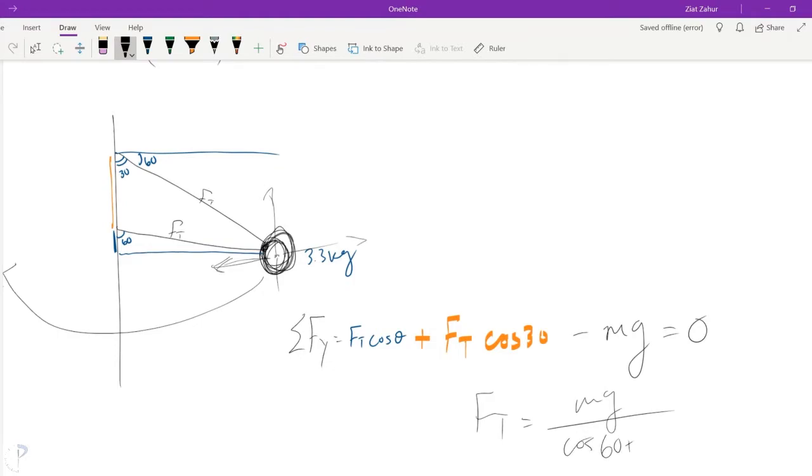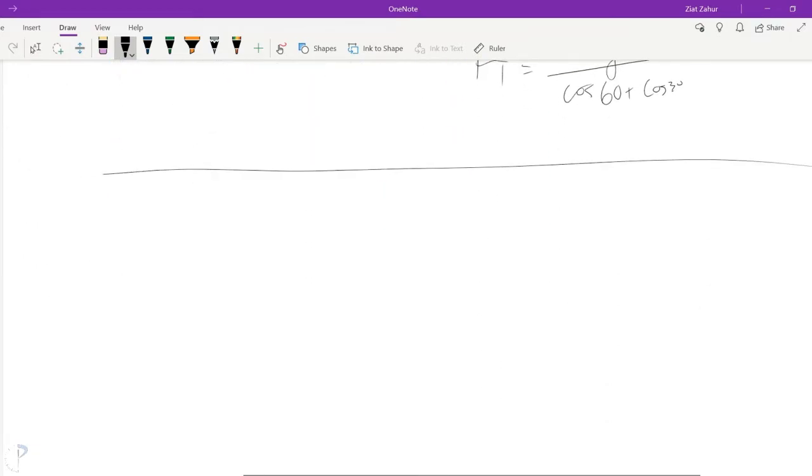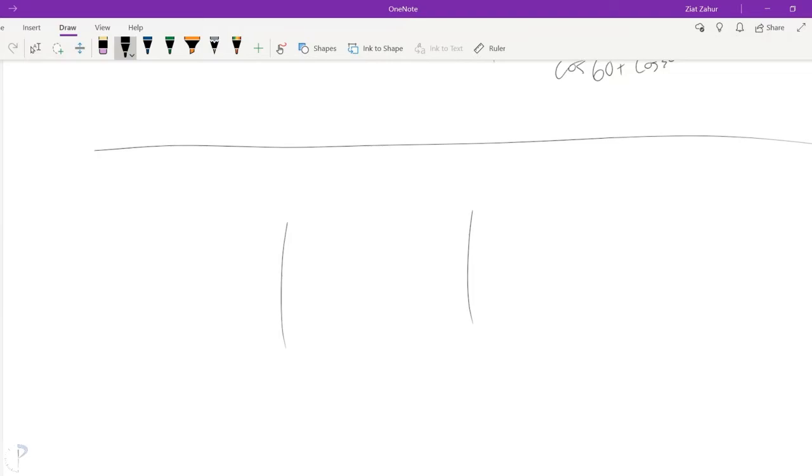Cosine 60 plus cosine 30. All right, on to the FRQ. The FRQ is an E&M question, a parallel plate capacitor. Oh, it was so easy.